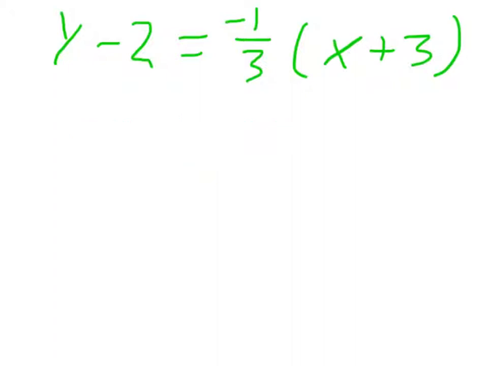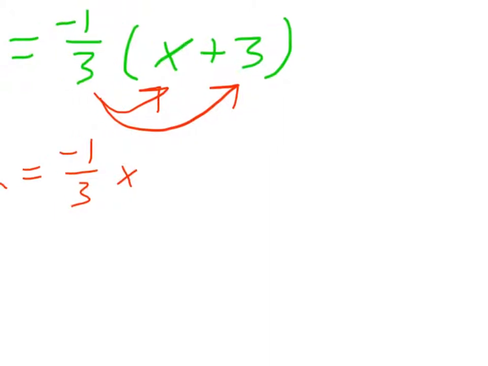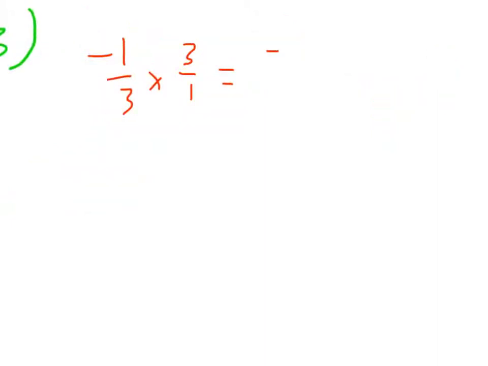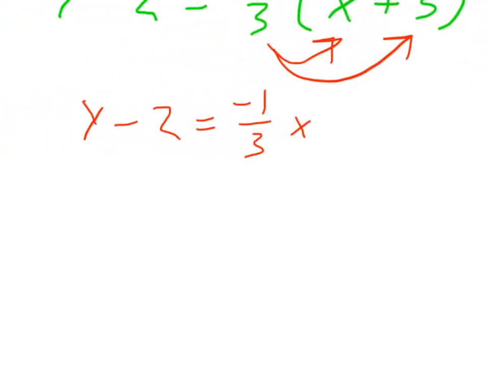We'll start by distributing. So that gives us y minus 2 equals -1/3 x. And then we're going to multiply -1/3 times 3 over 1. That gives us -3 over 3, or -1. Okay, so we'll go back over here. And that -1 is going to just be -1. Like that. Alright, now we want to isolate the y and the x over on one side.